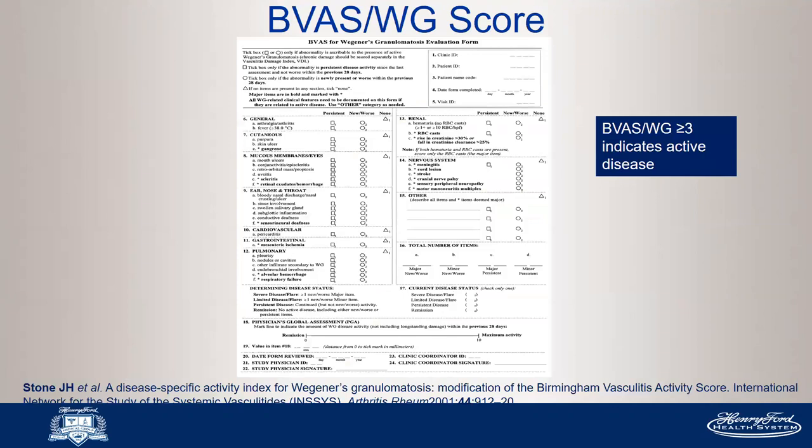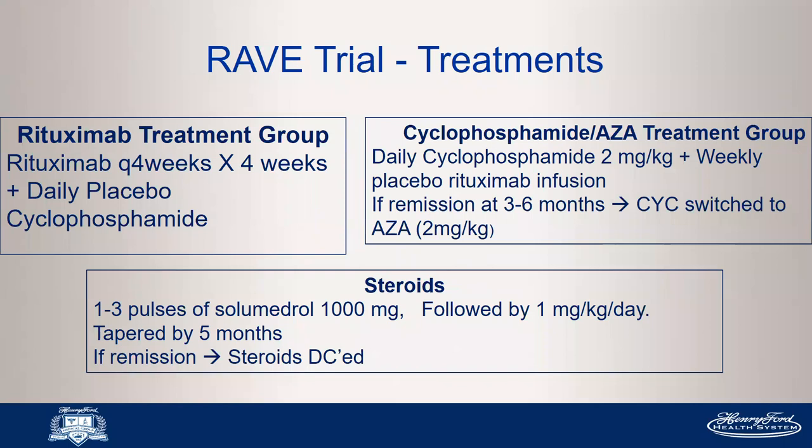We talked about this. The rituximab group got rituximab 375 milligrams per body surface area, every 4 weeks for 4 weeks, and then a daily placebo cyclophosphamide. They did do a double-dummy, placebo control. So rituximab every 4 weeks, 4 treatments, with daily placebo cyclophosphamide, and the cyclophosphamide group did daily 2 milligrams per kilogram plus weekly placebo rituximab infusion.